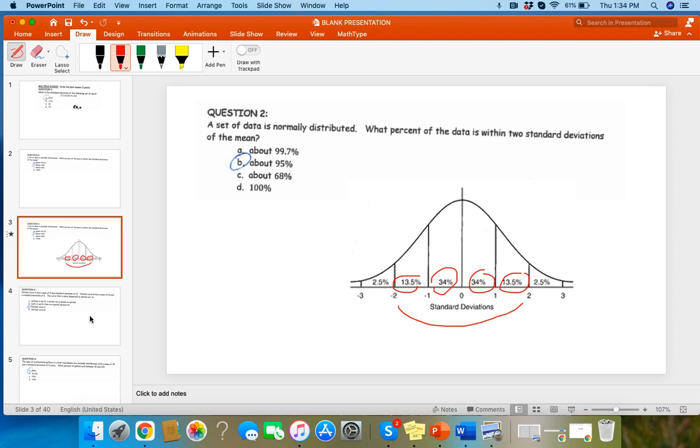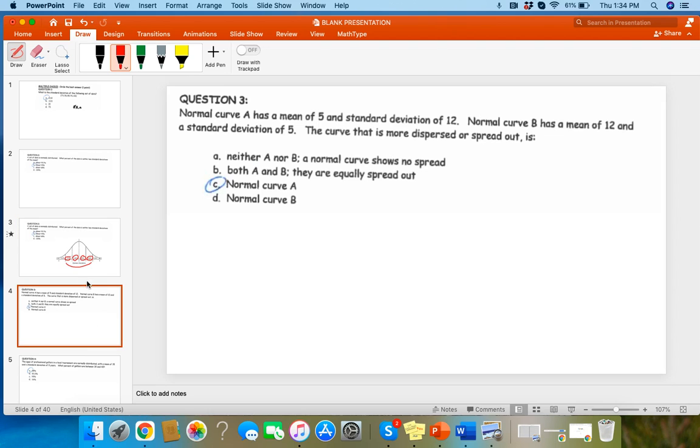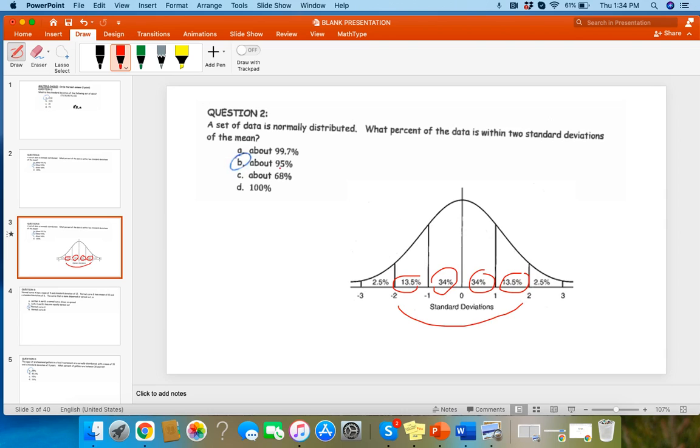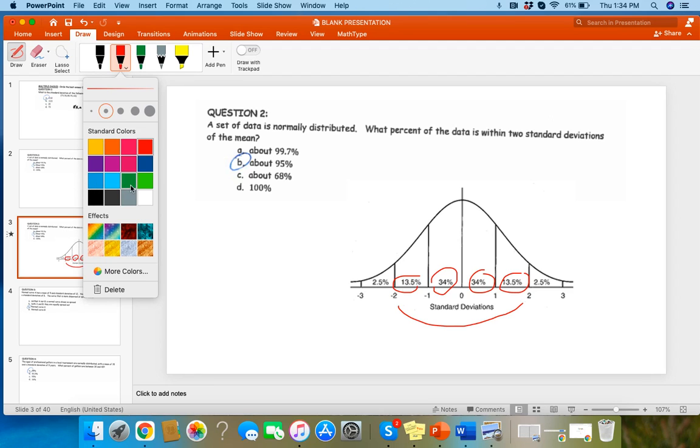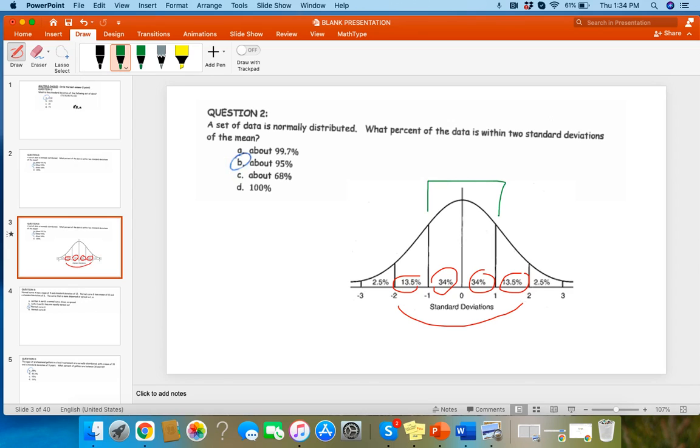Now, the second version of the quiz had a similar one, except it asked you to find just within 1 standard deviation of the mean. And so for that one, you're just going to be doing between 1 and -1. And so you would say it was 68%.